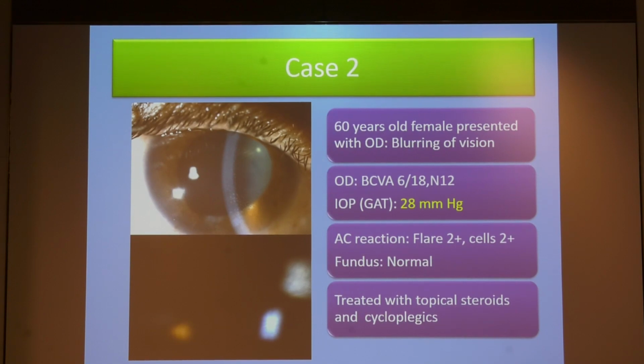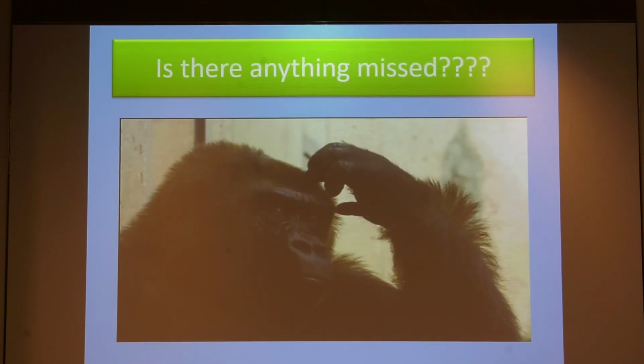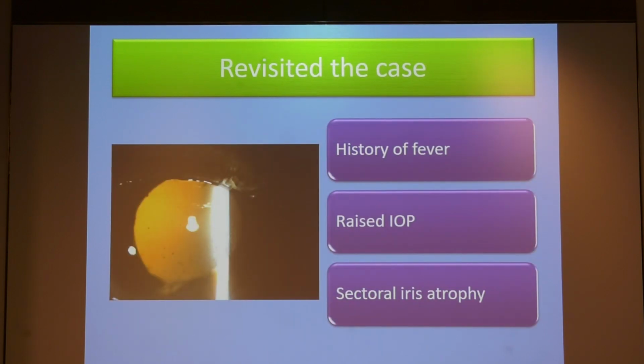After a week, the patient turned up, and the patient hadn't responded to the treatment. My resident thought, is there anything missed? So this patient was brought to me. We revisited the case. There was a history of fever a few days before. There was an important finding that intraocular pressure was raised, and there was sectoral iris atrophy. So these 3 points were missed.